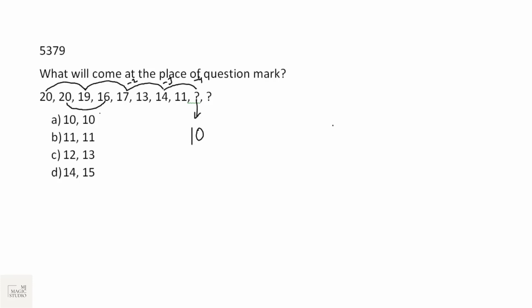Let's check with the next numbers. 20, 16, minus 4. 16, 13, minus 3. 13, 11 is minus 2. Then the next number should be 11 minus 1. That is 10. That means the two missing numbers are 10, 10. Those are in option A.